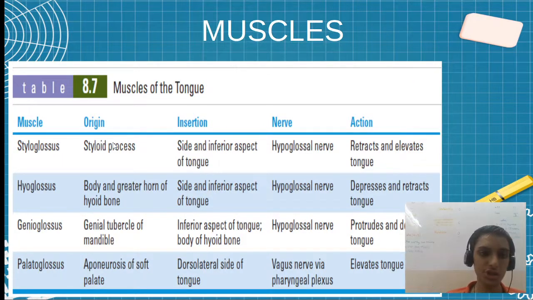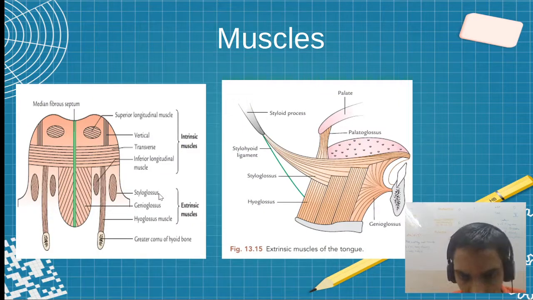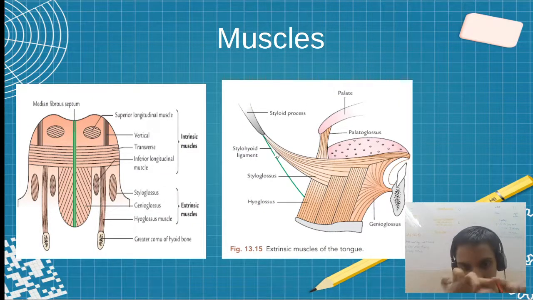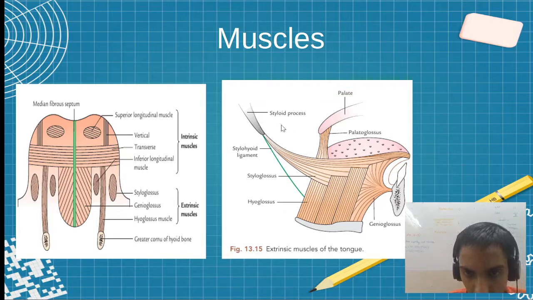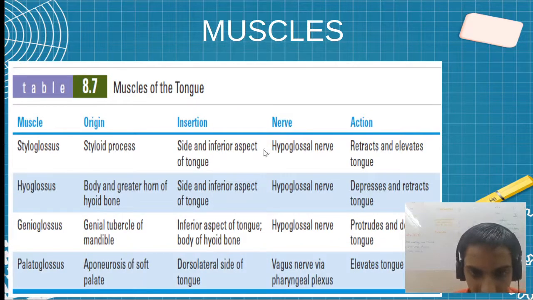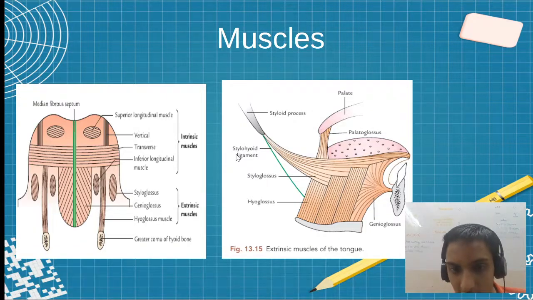This is a tabular form to show you the extrinsic muscles. As I told you, stylo, hyo, genio and palatoglossus. Origin and insertion is very easy. If you just understand the name, it's very easy. From the name you will get origin and insertion, but there are a little extra details to add. Anyway, styloglossus. Let us see origin and insertion. So this is styloid process. Styloglossus. Break the term. Stylo means styloid process. Glossus means tongue. But which aspect of tongue? Side and inferior aspect. So it is below the tongue.